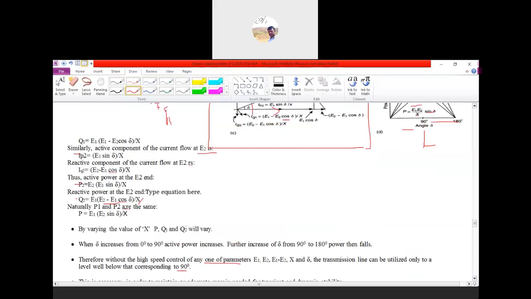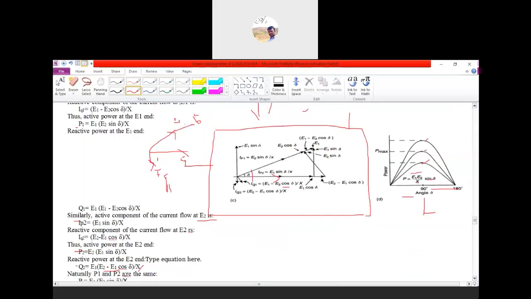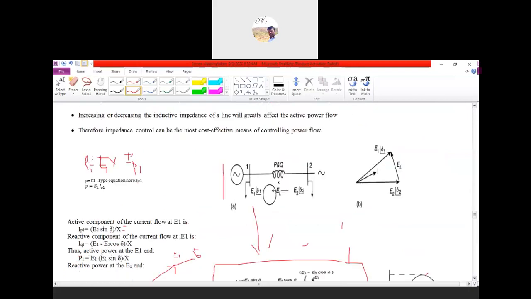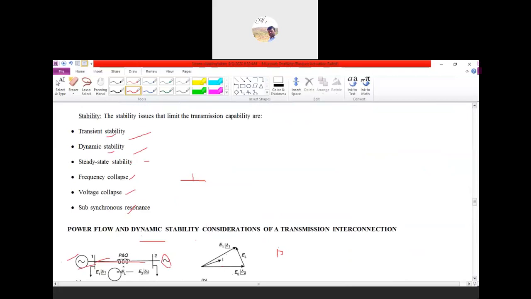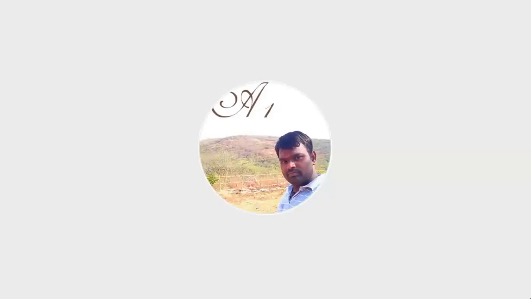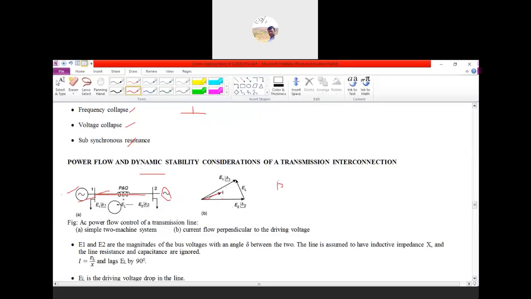Whatever the power is there, here we have E2, and here we have E1 and I1. For this one we have IQ1.